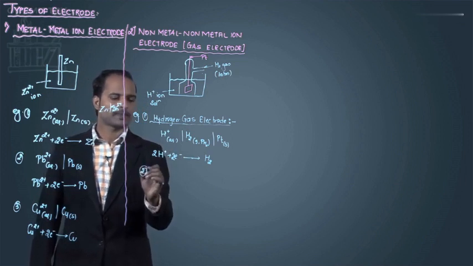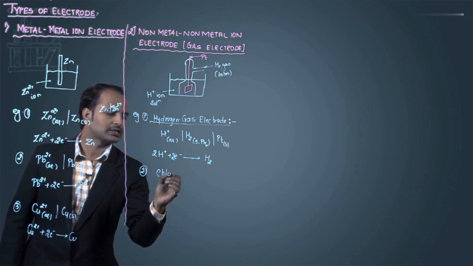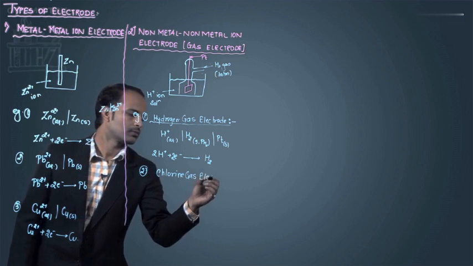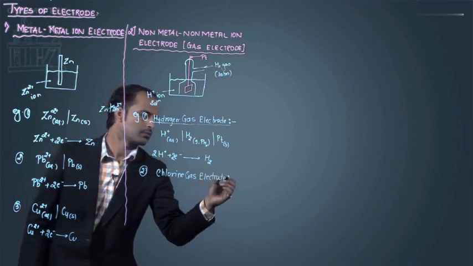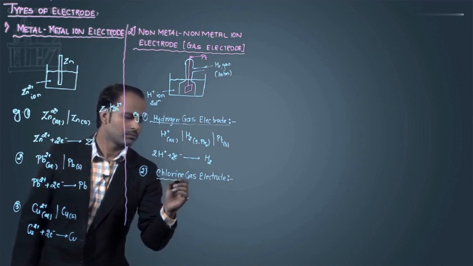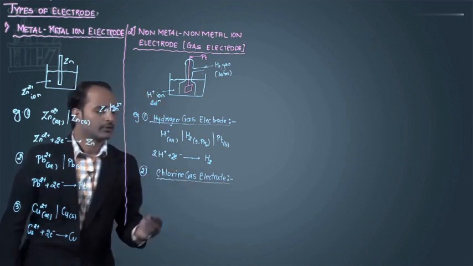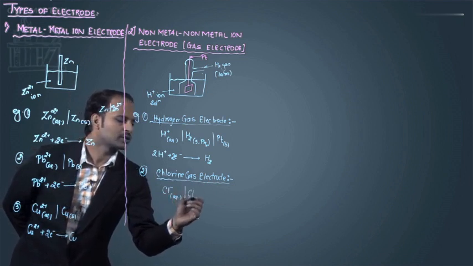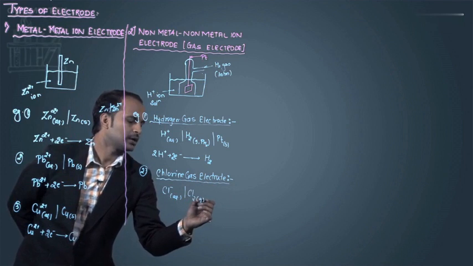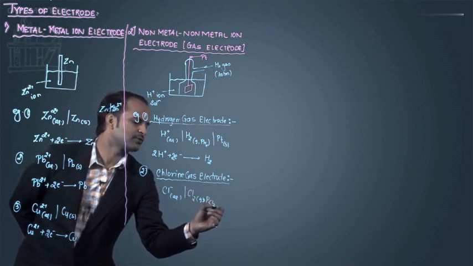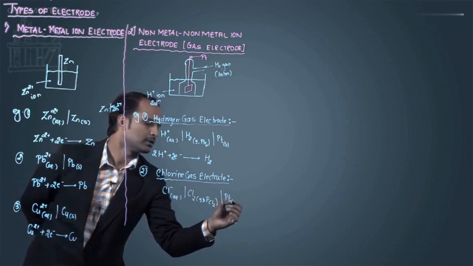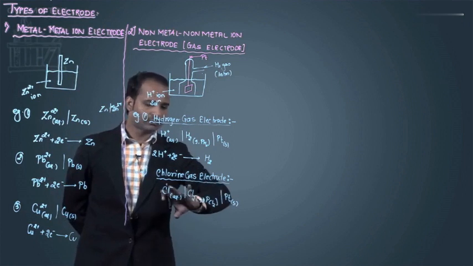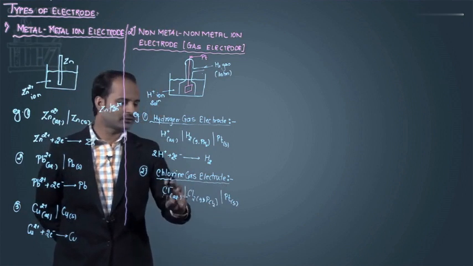Another example is the chlorine gas electrode. In the same way, there is a chlorine ion inside the solution, and we pass chlorine gas, whose pressure is to be mentioned, and then platinum, again an inert metal. Being a negative charge, as I had already told you, while writing the reaction you have to consider it in the reverse manner.